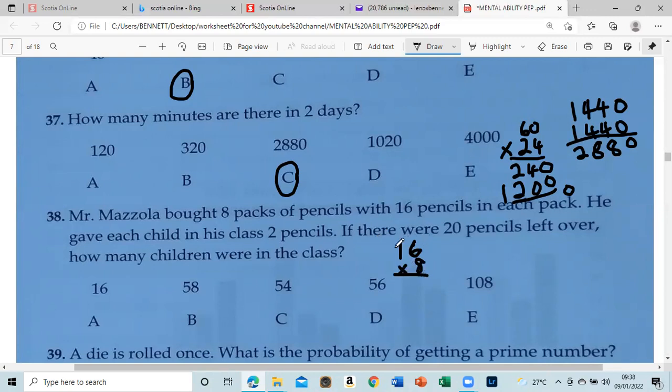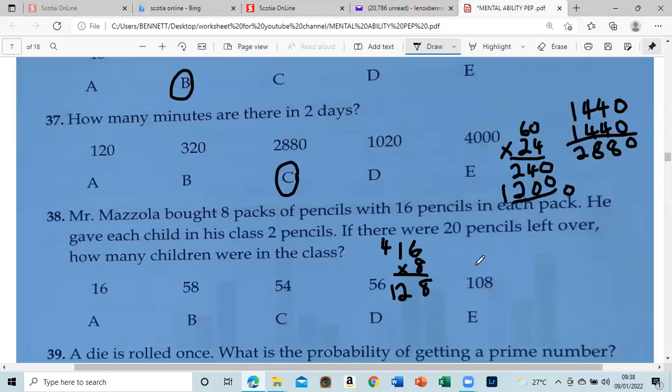So 8 times 6 is 48. I find out the total pencils first. 8 times 6 is 48. 8 ones, 8 plus 4 is 12. So in all, there were 128 pencils. All right, listen now. We get the total pencils, but we have to do something more. He gave each child 2 pencils. Each. So one person gets 2. If there were 20 pencils left over, how many children were in the class?